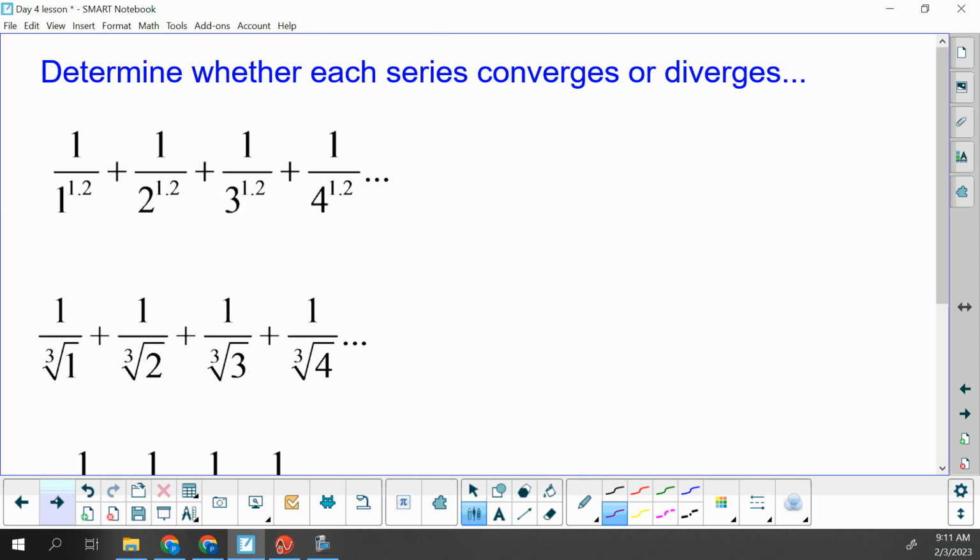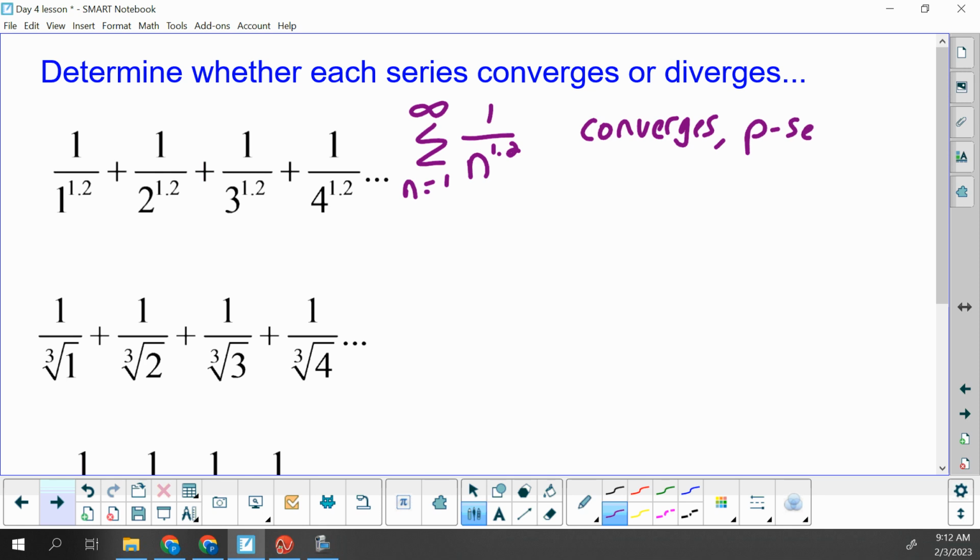So, looking at some real quick ones, for each of these I want to write what the series notation would look like and then write what our conclusion would be. This would be the series n equals 1 to infinity, we'd have 1 over n to the 1.2. We would want to recognize, okay, that's a p-series. It's just 1 over n to a positive number. So because the p is greater than 1, we would say this converges, and say p-series with p greater than 1.